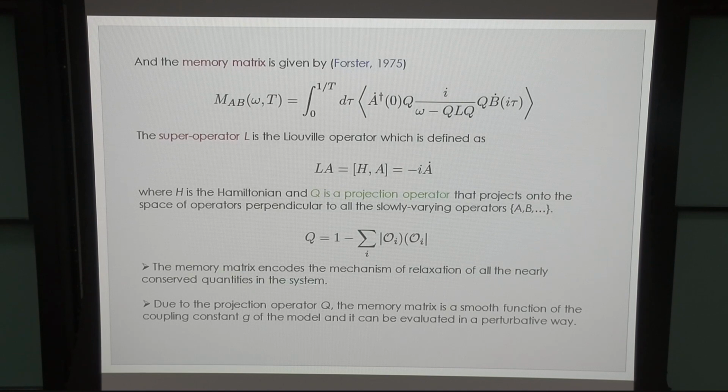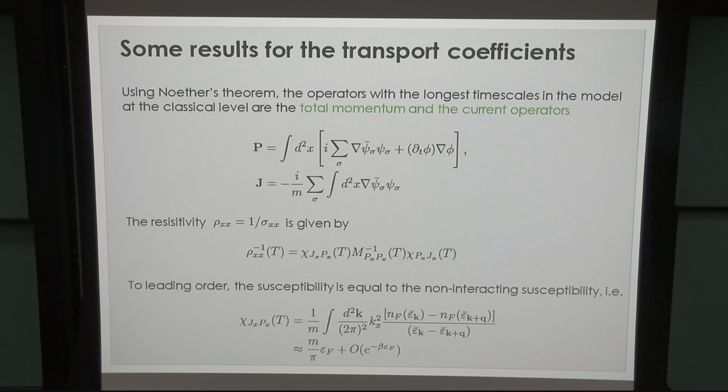The only message that I wanted to leave here is the following. The memory matrix encodes the mechanism of relaxation of all the conserved operators in the system. And due to this projection operator, this is actually a smooth function of the coupling constant, and it can be evaluated in a perturbative way. Okay, so we are going to do that.